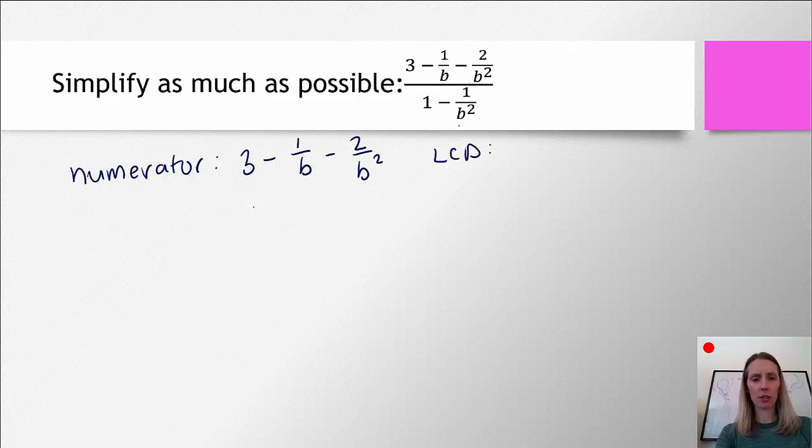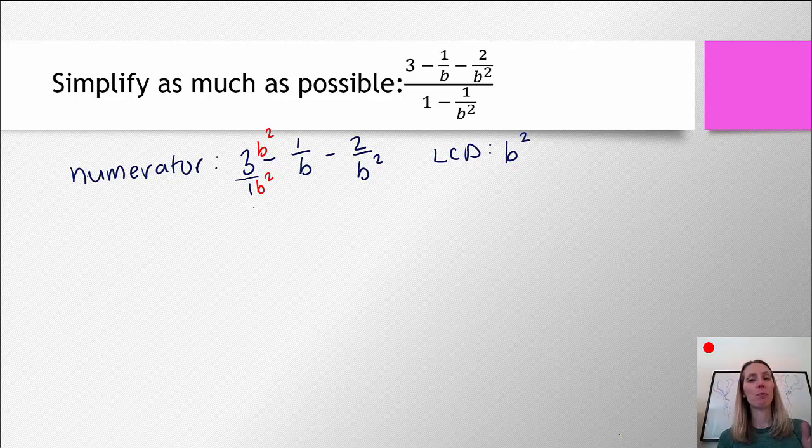Well, the first 3 has a denominator of 1, and then we have b and then b squared. So the least common denominator is going to be b squared. I can quickly rewrite each of these 3 terms to have a b squared in the denominator. What do I need to multiply 1 by to have a b squared? I need, well, b squared. So I'm going to multiply by b squared. And whatever I do to the denominator, I do to the numerator. So that way we're really just multiplying by 1.